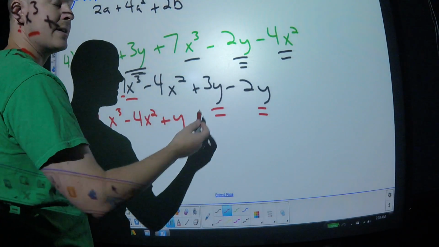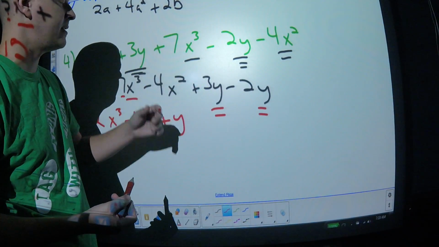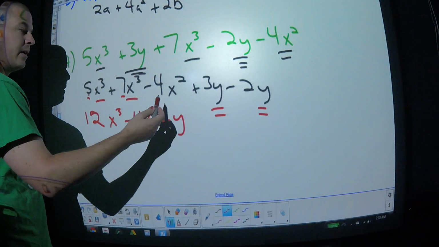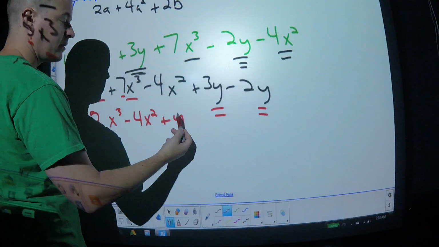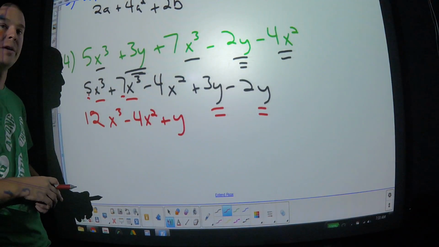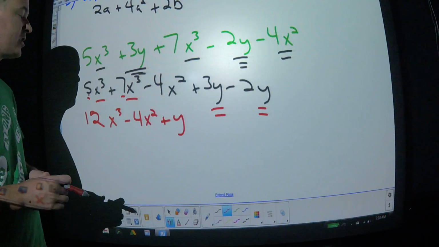Since the 3 is bigger than the 2 and it's positive, that's why it's plus y instead of minus y. So 3 minus 2 gave us just y. You could put 1y, but that 1 is just kind of gratuitous. We don't need it. That's why it's just y.